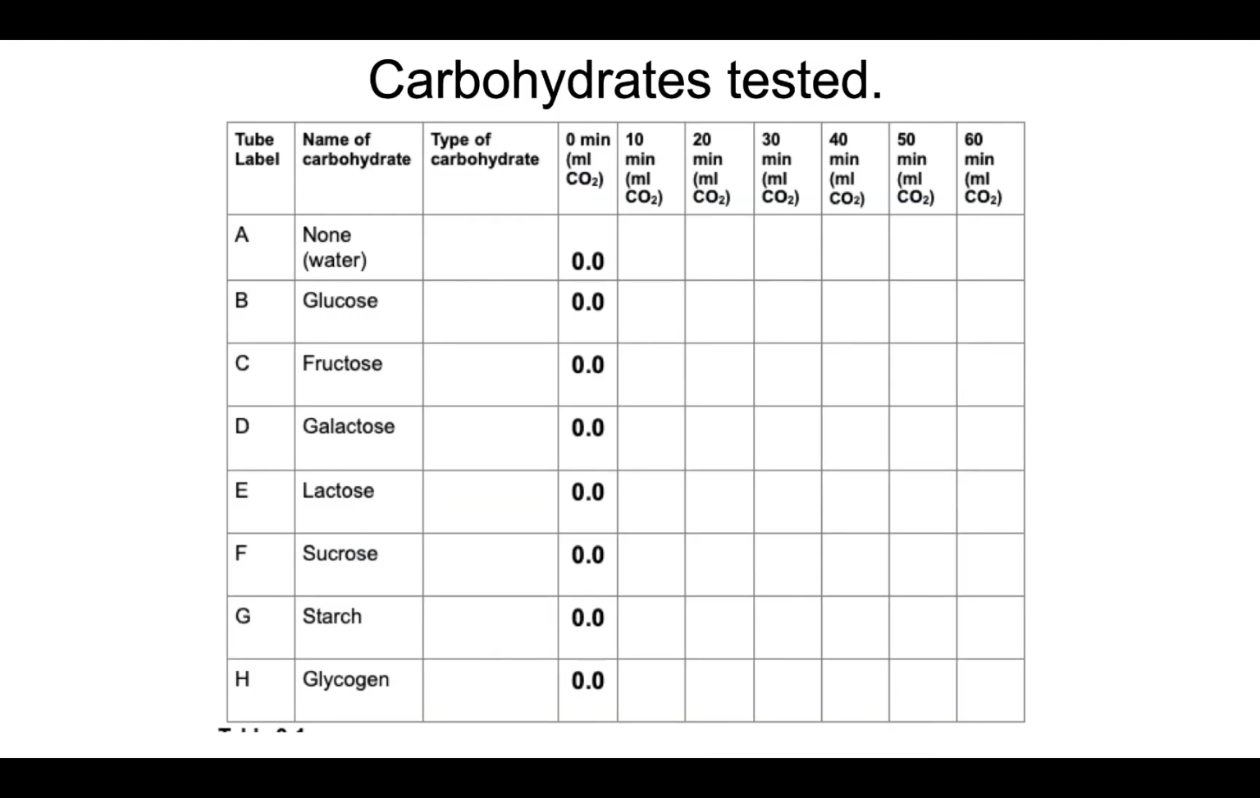So which carbohydrates are you going to test? Okay, you're going to mix a solution of yeast with each one of these carbohydrates. And then you're going to measure the amount of CO2 that is accumulated over the course of an hour. Now, in the meantime, I'd like you to go through and tell me what type of carbohydrate each one of these represents. Is it a monosaccharide, a disaccharide, or a polysaccharide?